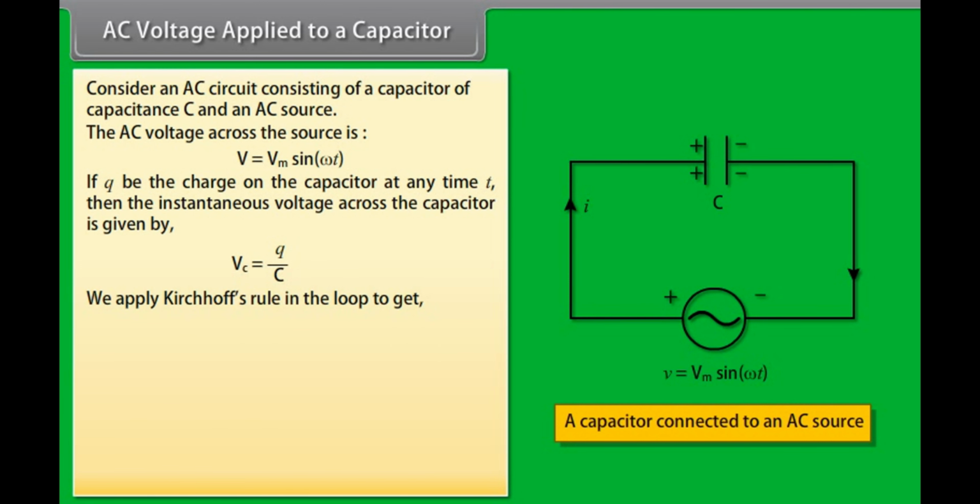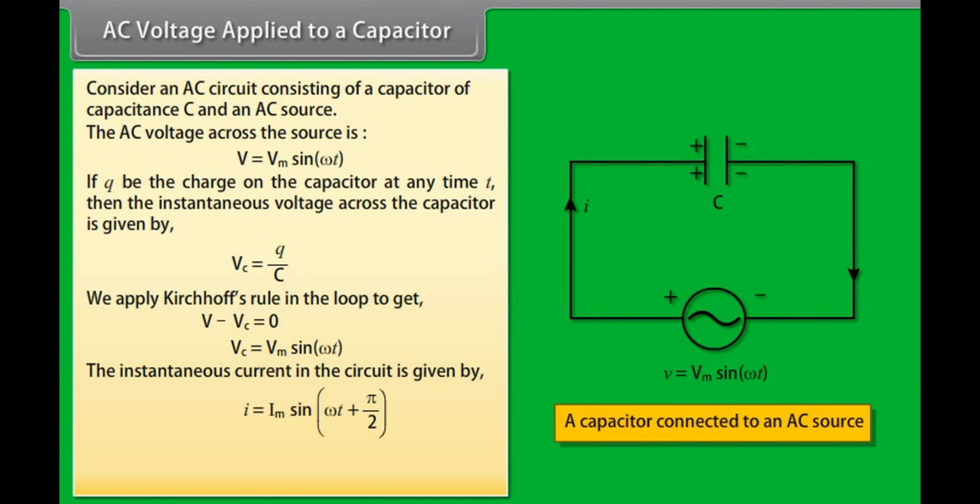We apply Kirchhoff's rule in the loop to get V minus Vc equals 0. Now we put the value in the above equation. Vc equals Vm sin ωt. The instantaneous current in the circuit is given by Im sin(ωt + π/2), where Im equals ωC Vm is the amplitude of the oscillating current.